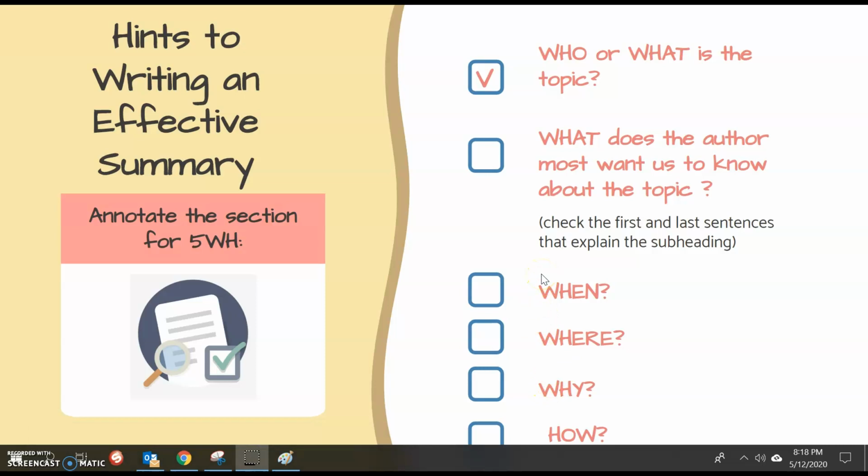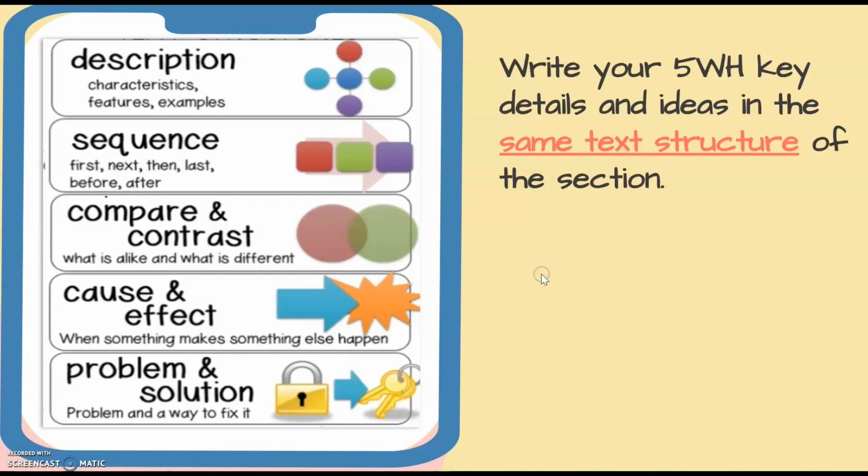You're going to see me do this in a little bit, but there's one thing I want to mention. When you have read and annotated for the 5 W's and H, key details and ideas, you want to make sure to write your summary in the same text structure of the section. What I mean by that is when I'm writing my summary, if my text was in the text structure of description, my summary is also going to be written in description. Or if my text was written in a sequence or in chronological order, my summary is going to follow that same text structure.